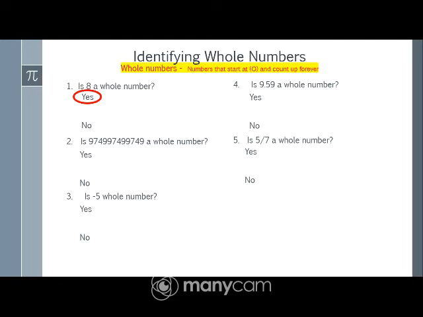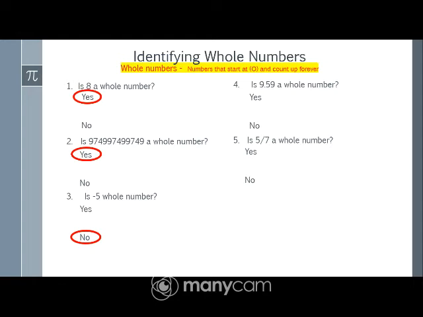Number 2: is 9749974997949 a whole number? Anyone? If you answered yes, you are doing a good job, everyone. Number 3: is -5 a whole number? Let's think about that for a second. Don't forget, there's the definition of whole numbers at the top. Is -5 a whole number? No, it is not. It is a negative number, and whole numbers are not negative numbers.